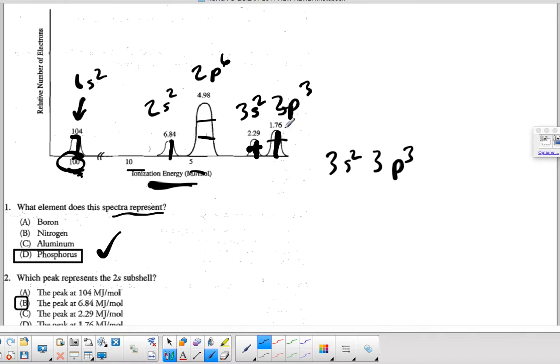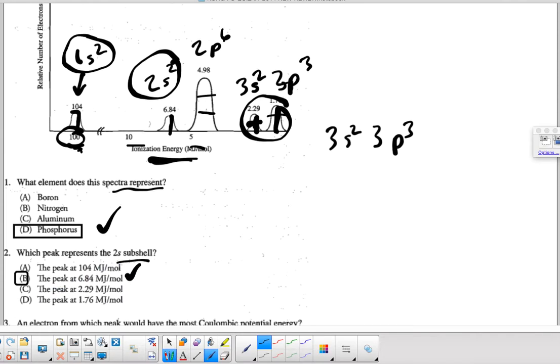So you have to compare the relative heights to each of the ones in the energy level here. Which peak represents the 2s subshell? Well, the highest amount of energy is going to be related to the first energy level, which is 1s2. So the second hill has to be it. The peak at 6.84 megajoules per mole would be your answer choice for that one.